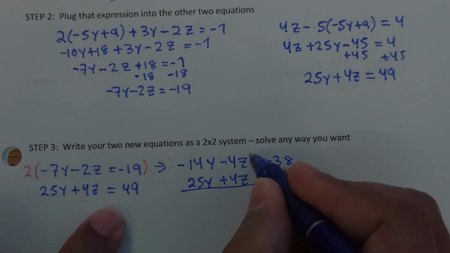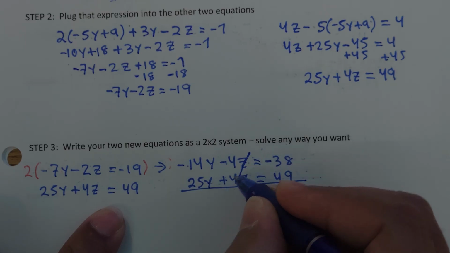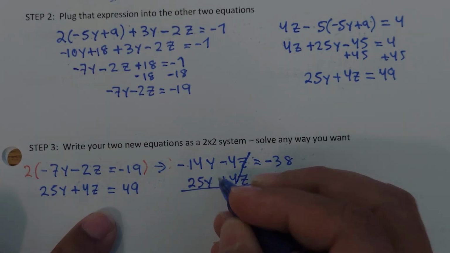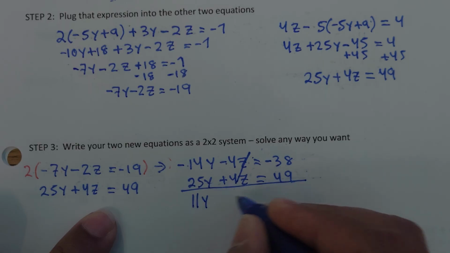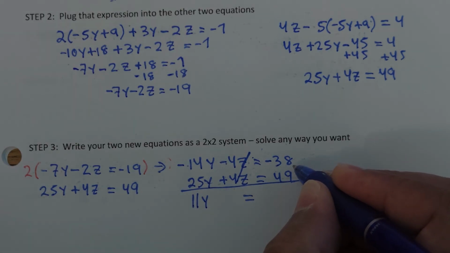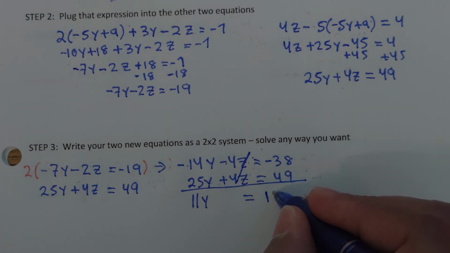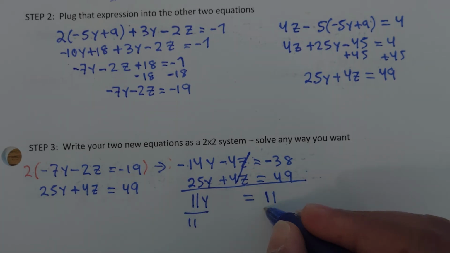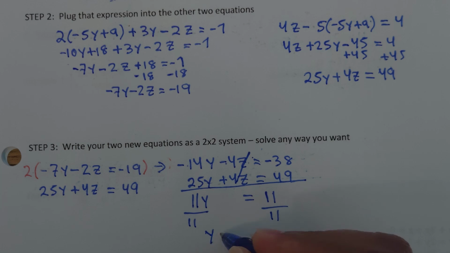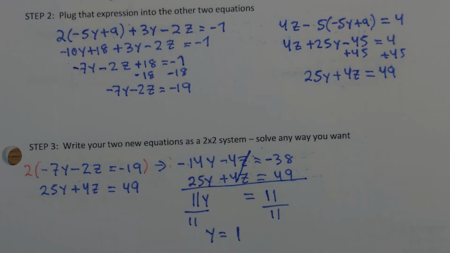So then as you can see, the z's are going to cancel or get eliminated. So then negative 14 plus 25, that's 11y equals negative 38 plus 49. That's positive 11, which means we divide by 11. So then the y coordinate is equal to 1.